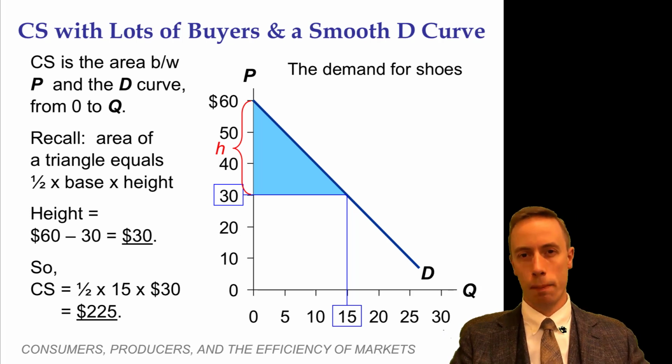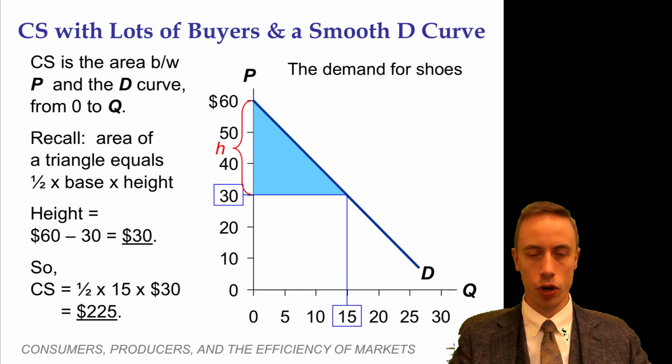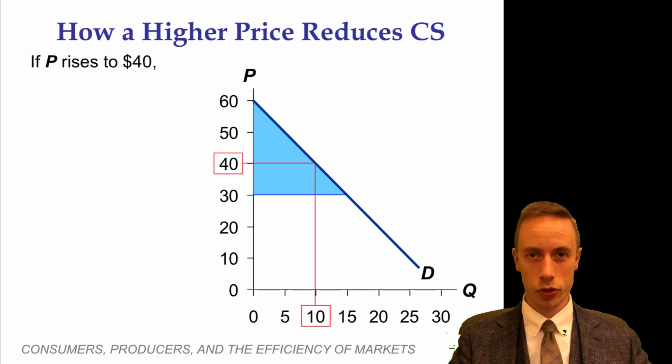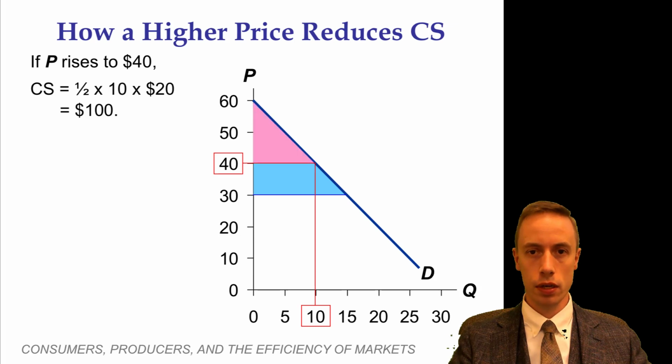Let's do that one more time. Let's go ahead and change the price of the product. Let's say shoes are selling for $40 instead. That's going to impact consumer surplus. Buyers are worse off when prices are higher. Specifically, looking below the demand curve and above the new price, we find a triangle that's only $100 in size.